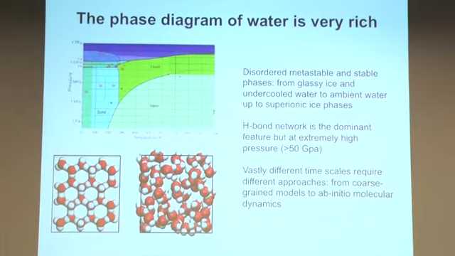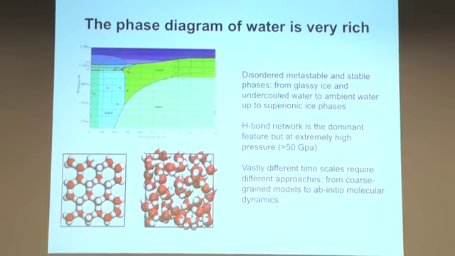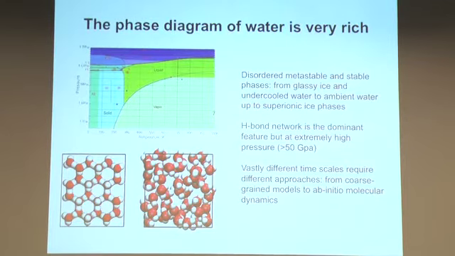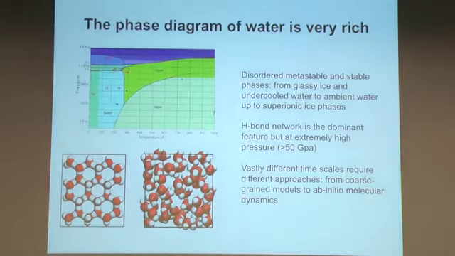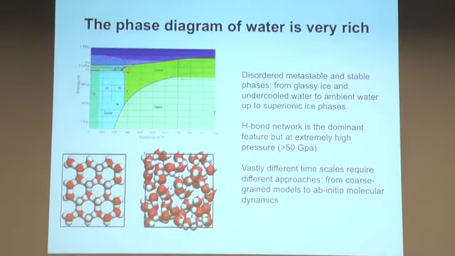You see all the stable structures of water here, but today I'm going to spend time also discussing metastable states of water. The reason for this very rich structure is that water has a hydrogen bond network. This is a dominant feature up to rather high pressure. Here is an example of a hydrogen bond network. You see these water molecules bonded by hydrogen bonds, and this is an ordered structure. This is an ice structure.